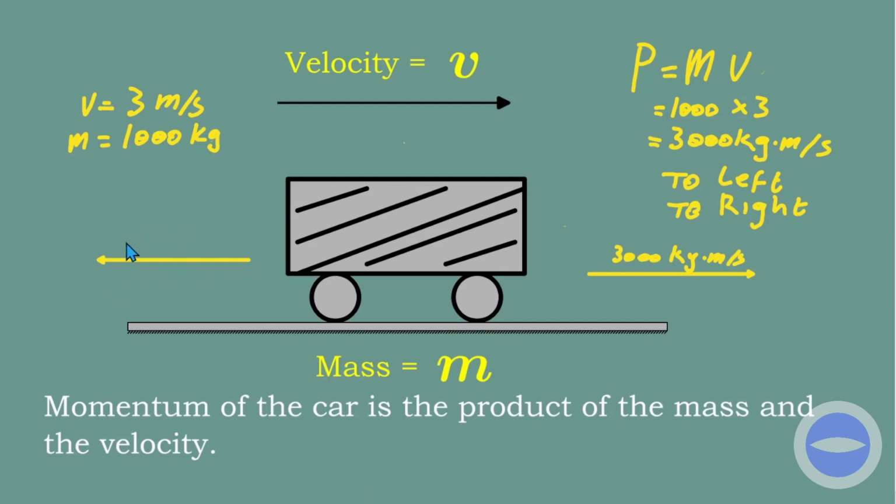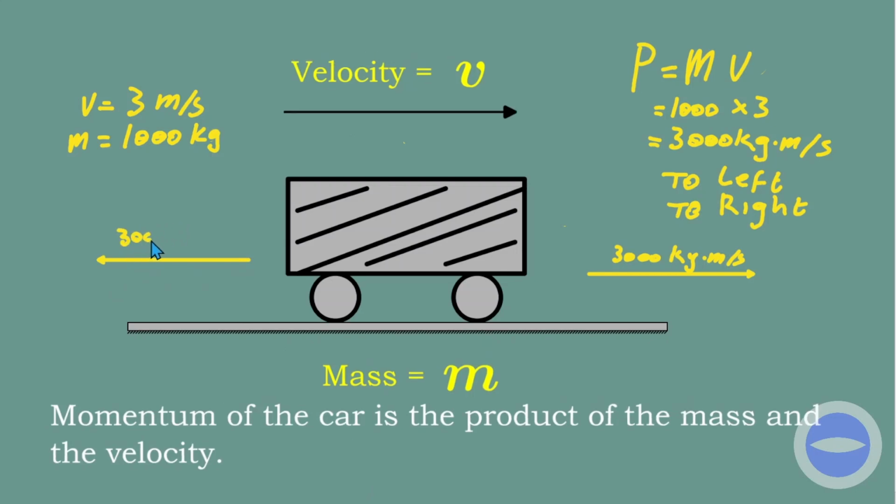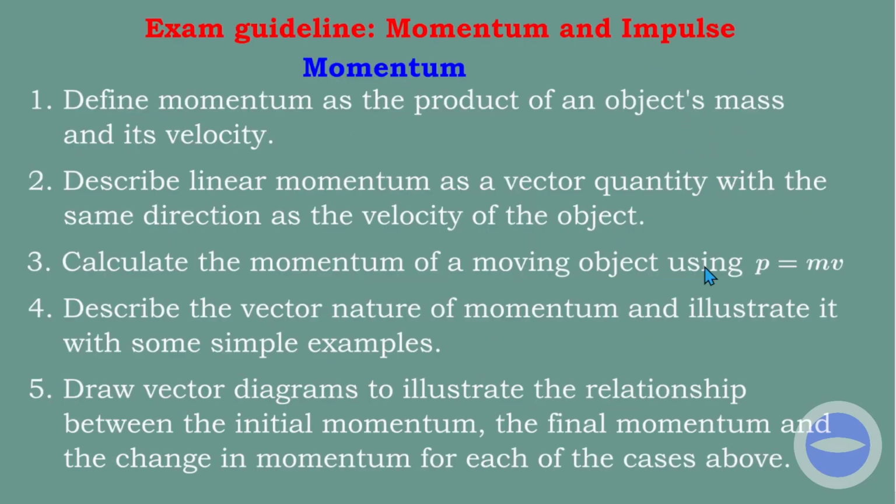What do we do? You're going to say 3000 kg meters per second. So you must be able to show the natural vector of a momentum. So if it's going to the right, then this is the vector. If it's going to the left, then this is the vector. So you must be able to differentiate. And always when you calculate momentum, state the direction.